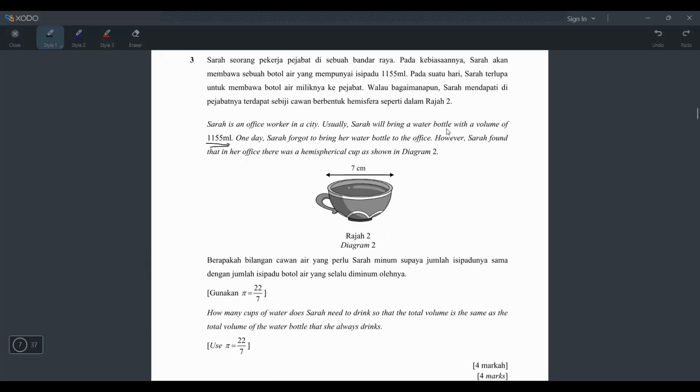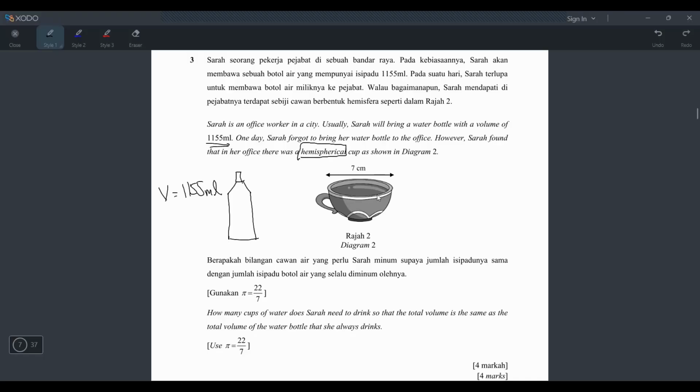So water bottle. So let's draw a water bottle. Okay, I'm not very good at drawing, but I'll try my best. Water bottle, this is water. And what's the volume of this water bottle? 1155 ml, right? And then she forgot to bring the water bottle, so she has to drink using the cup in the office, right? So Sarah found the cup, and they mentioned the shape here. So I think this will be important later, right?